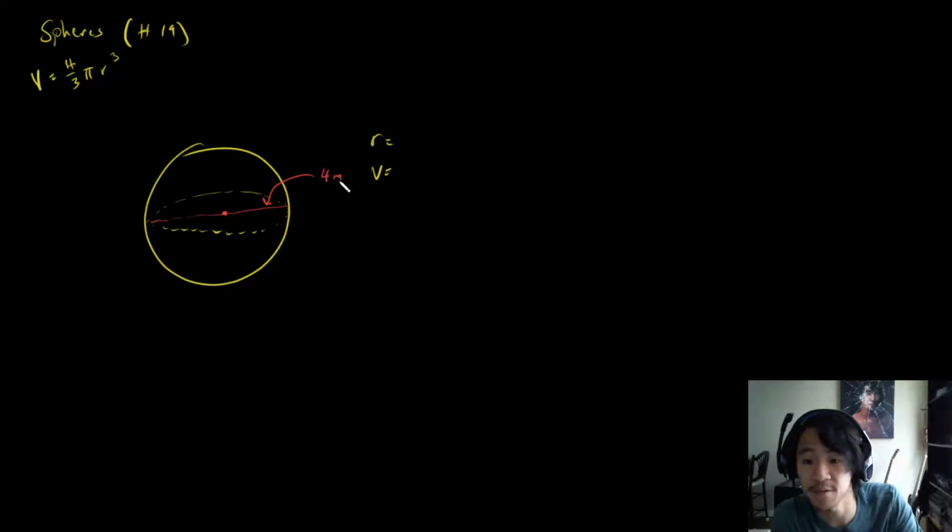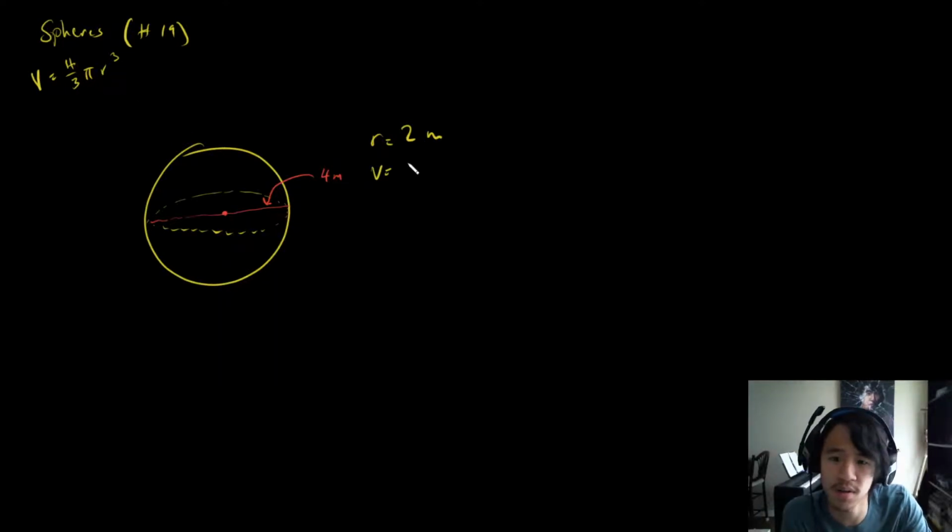So it's going to be half of 4 meters. 4 meters is our diameter, so this is going to be 2 meters. So now all you have to do is plug this into our volume formula, 4/3 pi, and then instead of r, we're going to use 2 cubed. So 2 cubed is 8, so we have 4/3 pi times 8.